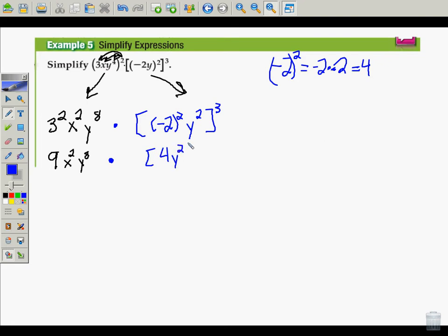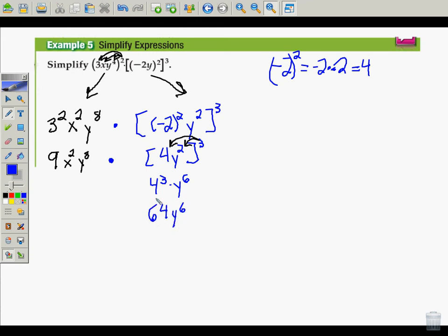Same thing that I did at the beginning. I've got to distribute this exponent to the pieces inside. So when I do that, I'm going to get 4 raised to the third power times y. And notice I have y to the second raised to the third power. Power to the power means you multiply the exponents together. 2 times 3 is 6. So I get y to the 6th. All we did was distribute our exponent. Then I'm going to simplify this one step further. 4 raised to the third power gives me 64. So I have 64y to the 6th.